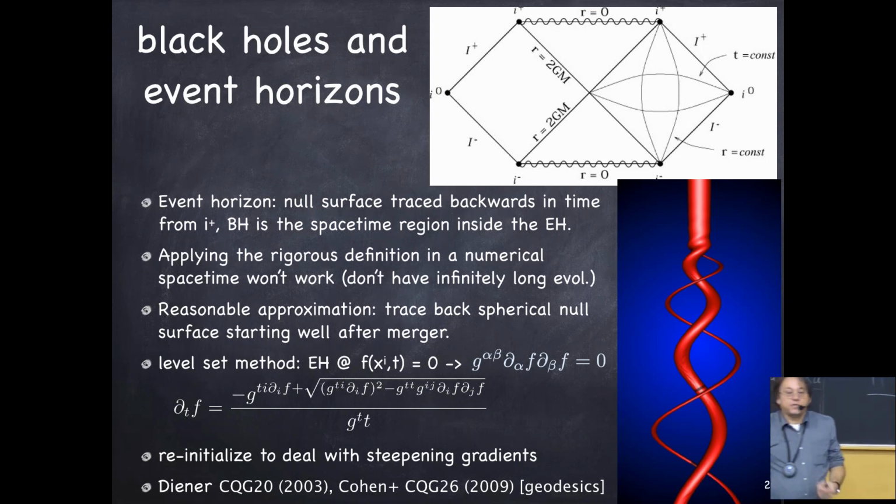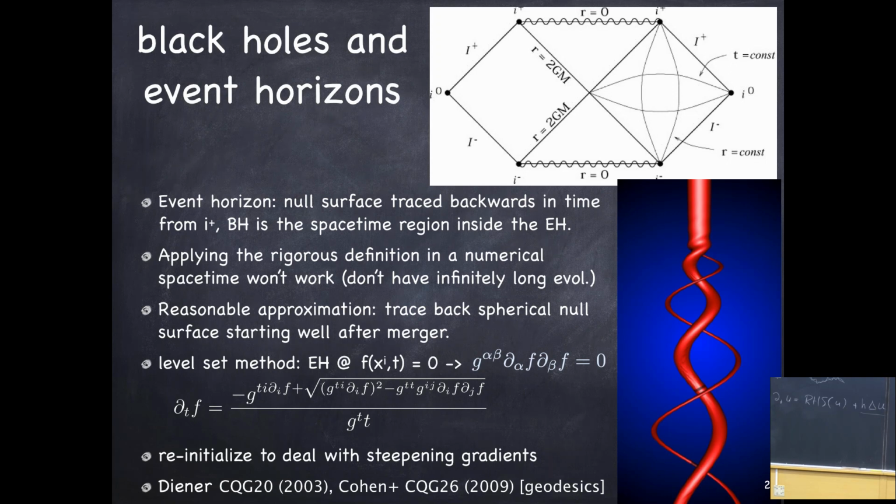You can do it with individual light rays, but what's actually better is you do it with a whole surface. As a general method, it's quite useful, and it's called the level set method. So what is it? Let's say we have some function of x and t, and we define the event horizon by f equals 0. Now, if this surface is light-like, then the gradient of f is a null vector. So this, with the metric, is 0.